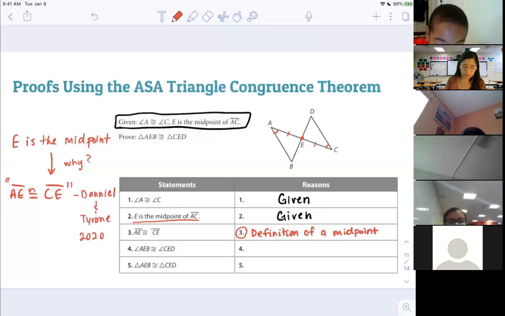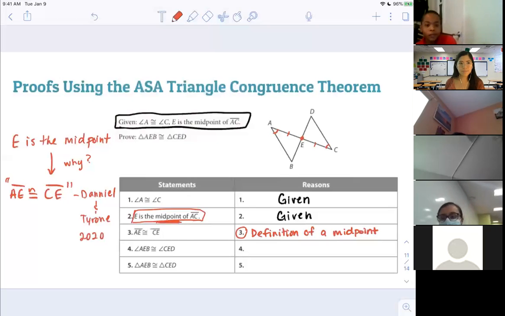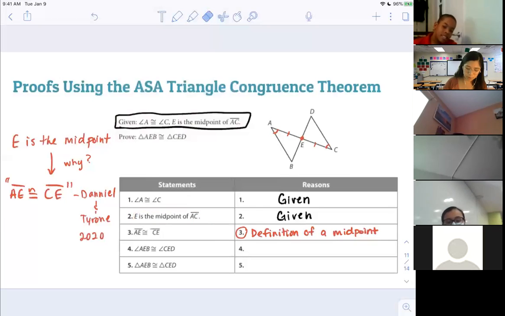The reason I was telling you to look up at number 2 is because number 2 says the word midpoint. Anytime that they give you a keyword, the next step is probably going to be the definition of that keyword. So it's really important, you guys, not to overthink proofs, because a lot of times they're going to be way easier than you think.